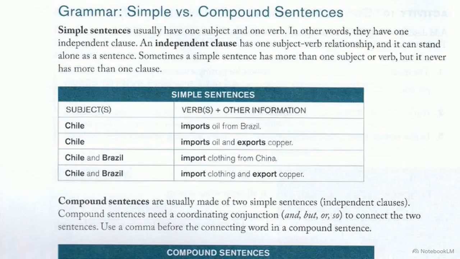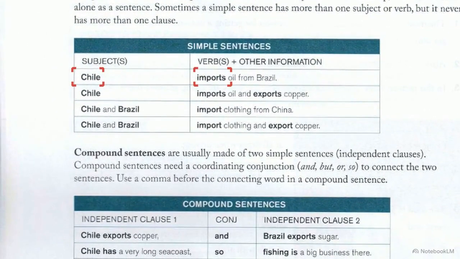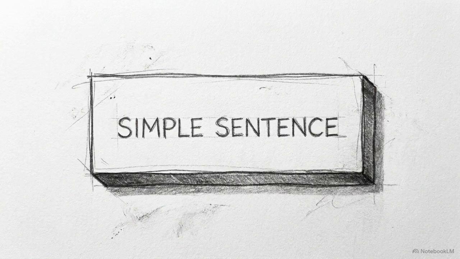We start with the most basic building block, the simple sentence. This table shows a clear example. Chile imports oil from Brazil. Notice that it has exactly one subject, Chile, and one verb, imports. This forms a single, complete thought, known grammatically as an independent clause. A simple sentence gets straight to the point.